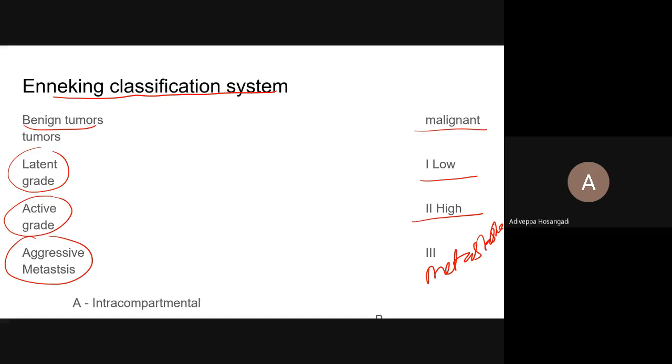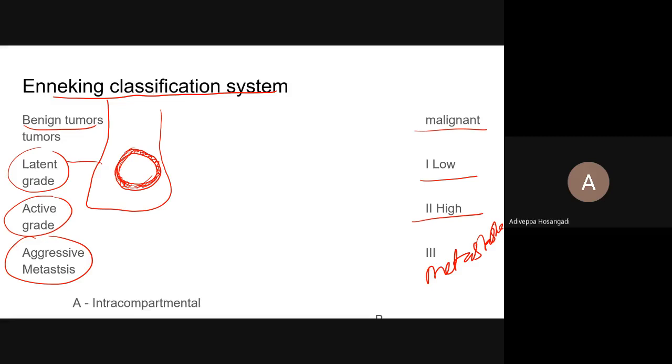What is latent? Among the benign tumors, there are latent, active, and aggressive. Latent is a very slowly growing benign tumor which has a very well defined margin, and it has a very thick margin. Because it is slowly growing, nature is trying to prevent the growth of the bone. That's why there is a very thick bony reaction from the host. This is how you see a latent bone tumor.